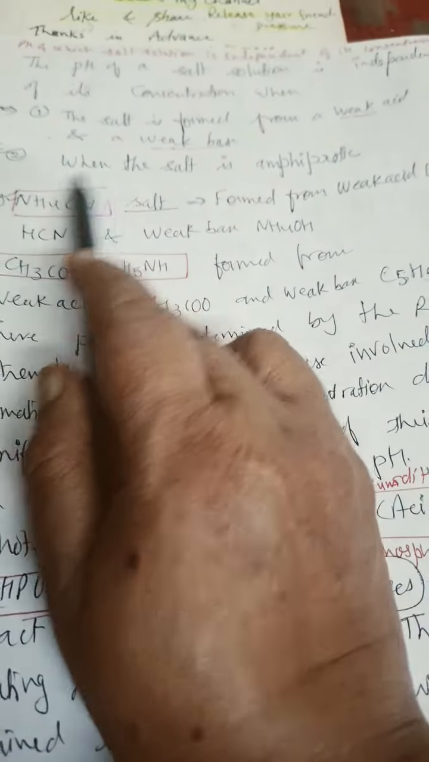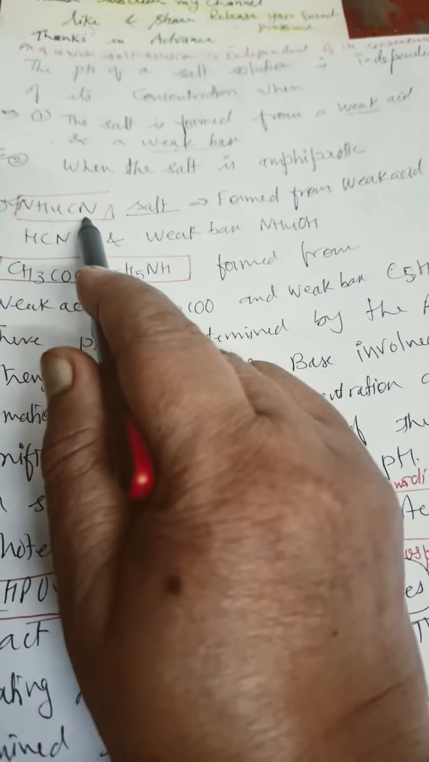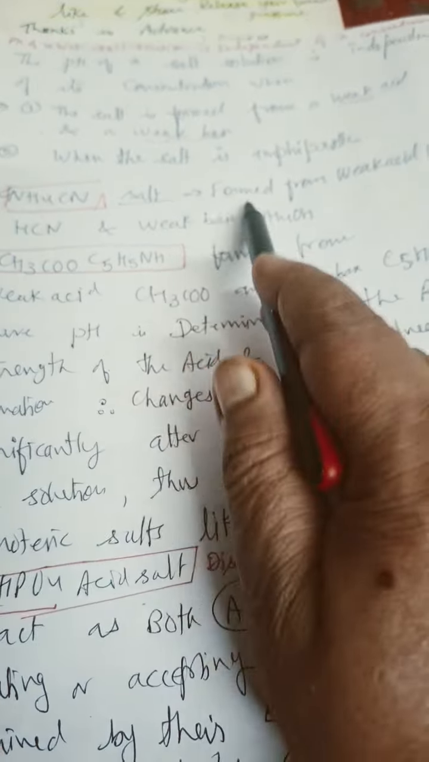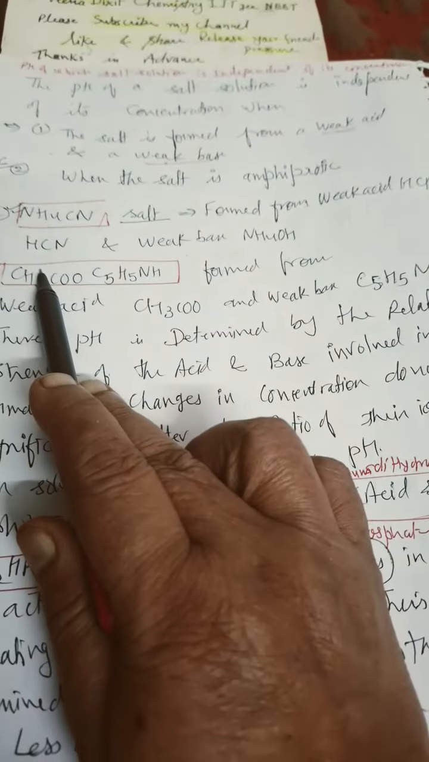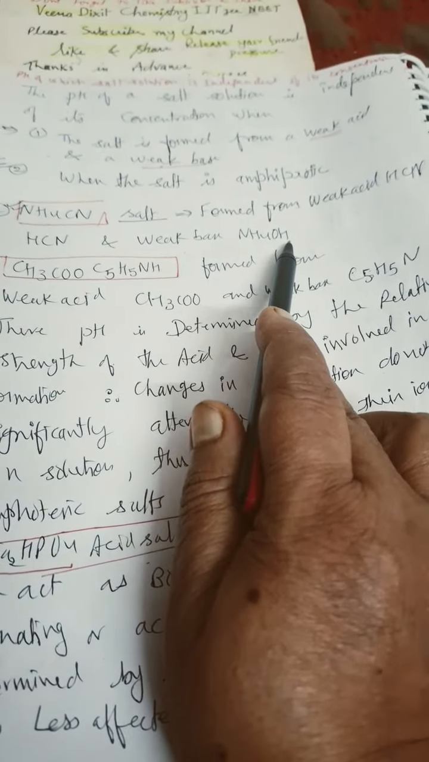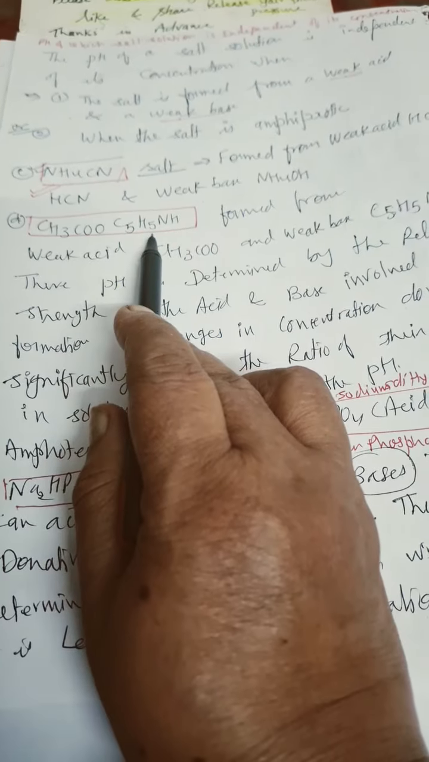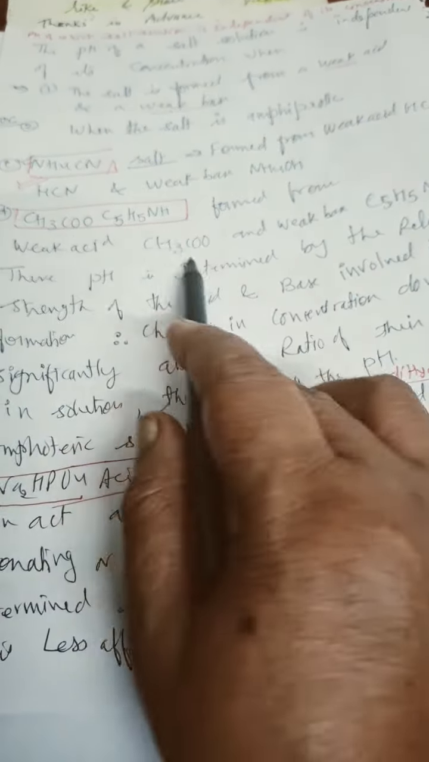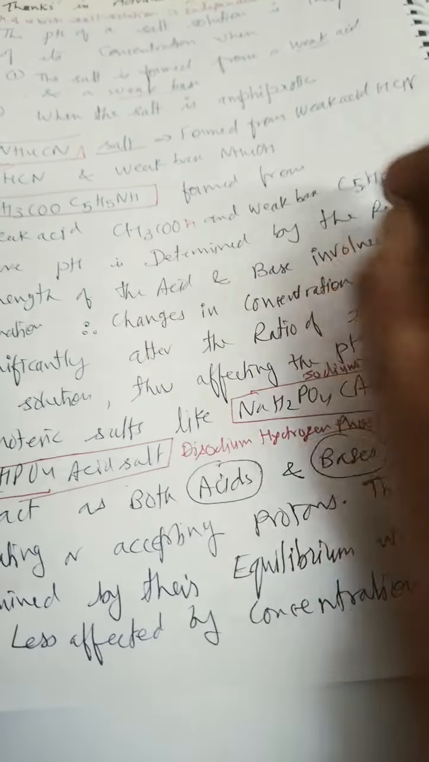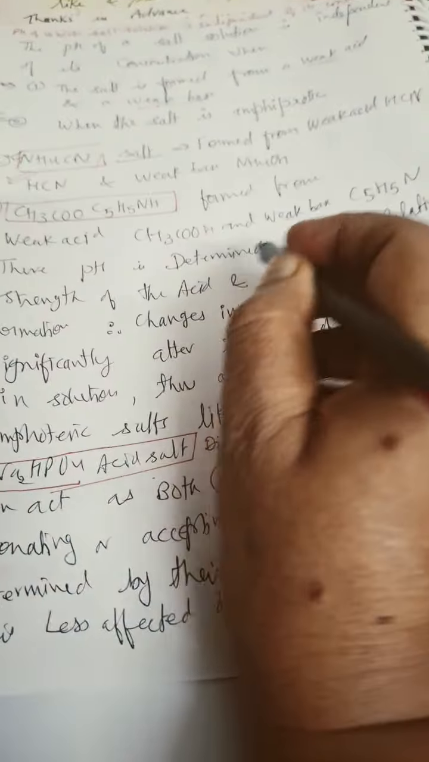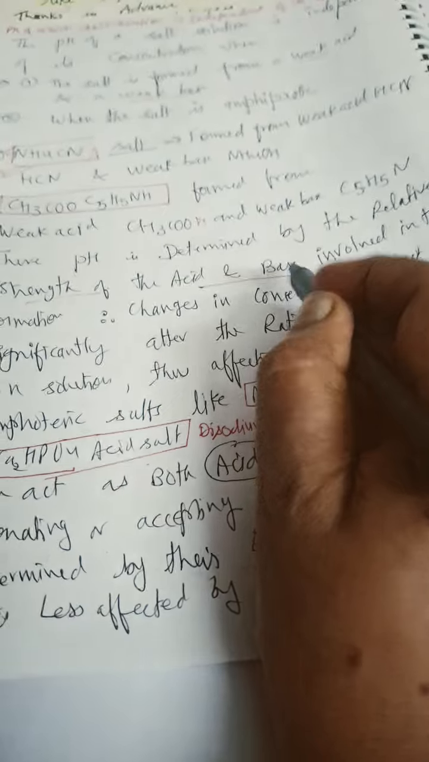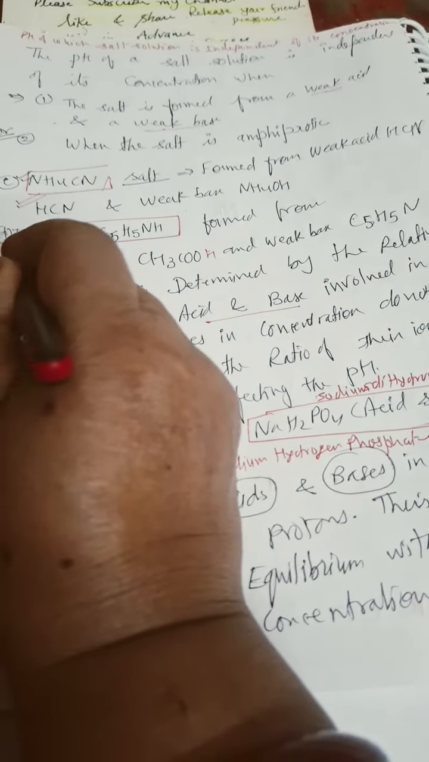For example, first we discuss the salt formed from a weak acid and weak base. NH4CN salt is formed from the weak acid HCN and the weak base NH4OH. So this follows the category, so it will be independent of the concentration. Second, CH3COO C5H5NH is formed from the weak acid CH3COOH and the weak base C5H5N. So of course the pH is determined by the relative strength of the acid and base in this case, so it is also independent of the concentration.